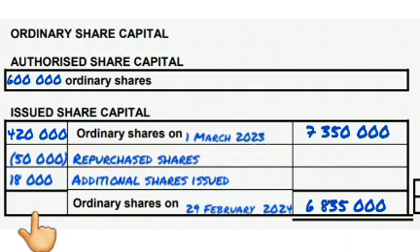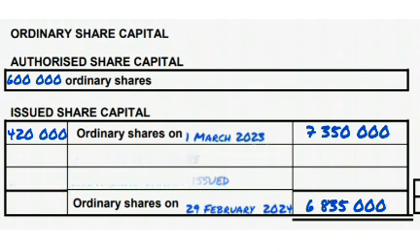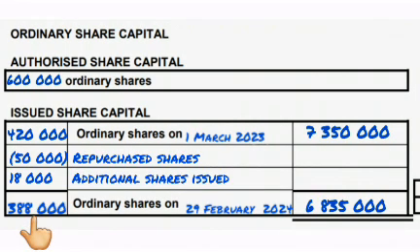Then in the end, for me to be able to get my shares at the end of the year, I'm simply going to take the 420,000 minus the 50,000 and then add the 18,000. It's going to give me the number of shares that I issued at the end of the year, which is 388,000 that you are seeing there.